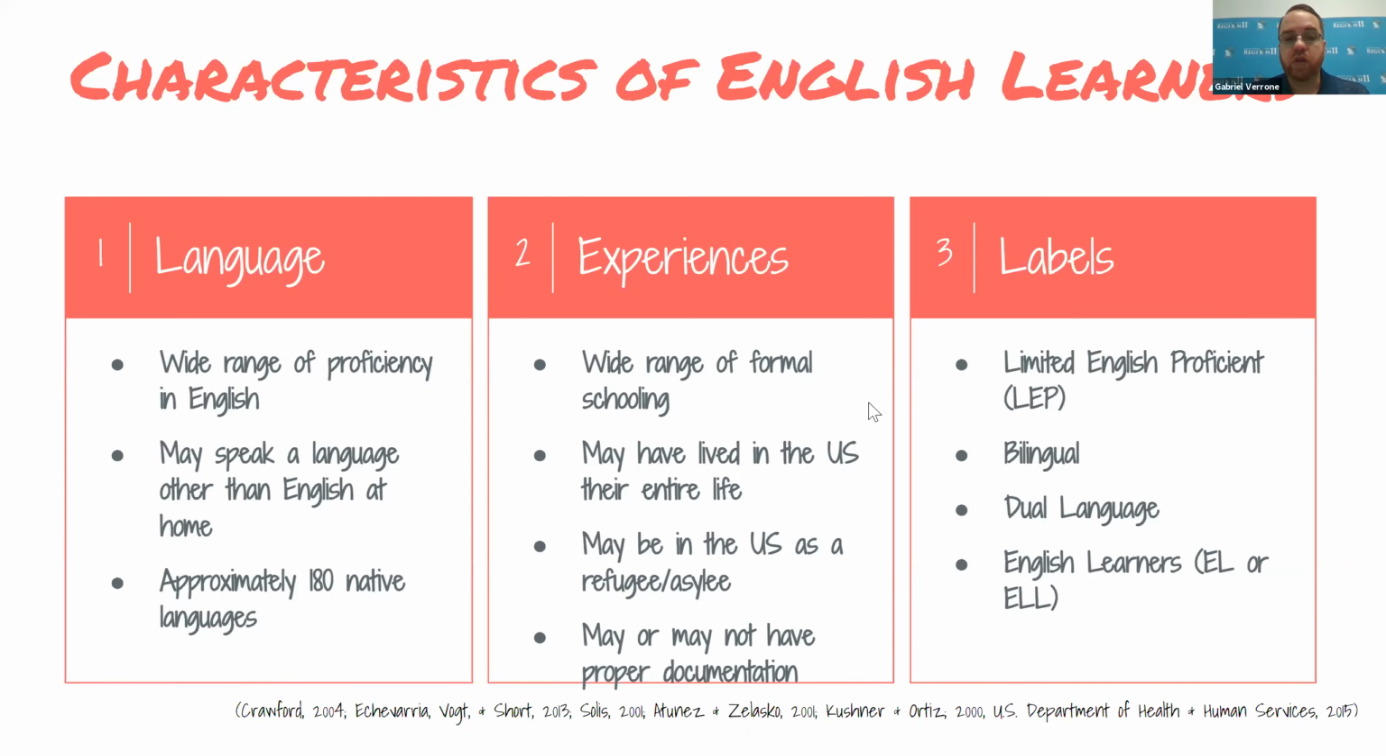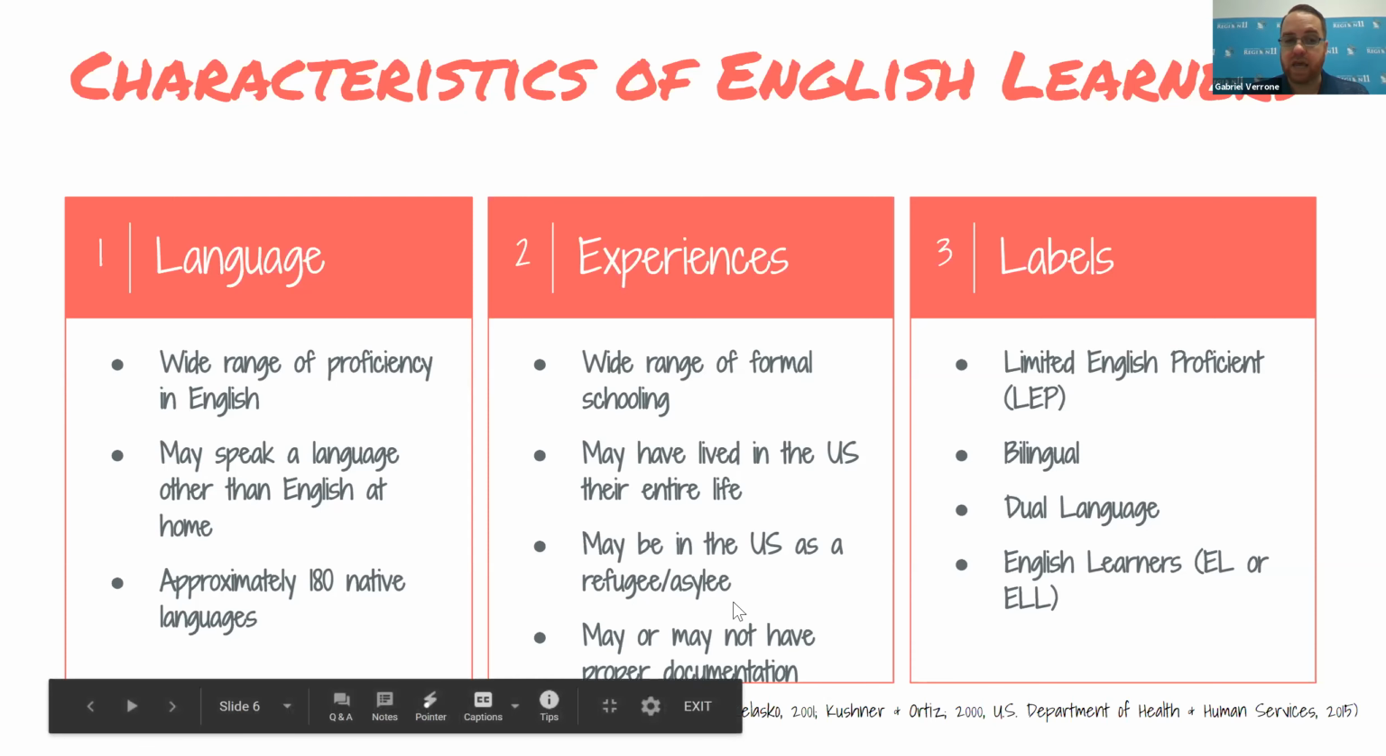Now, in terms of experience, we know that they also have a wide range of former schooling. Again, they may have lived in the US their entire life, right? Just because you're an English learner does not necessarily mean that you are an immigrant or a refugee or an asylee or any of that. But it may mean that, and they may or may not have proper documentation.